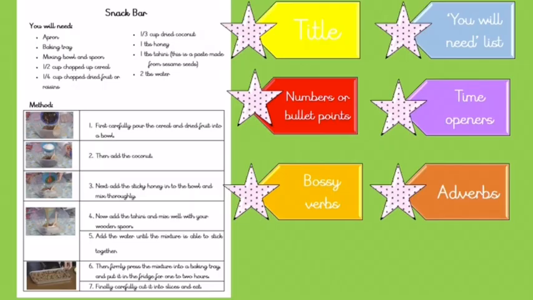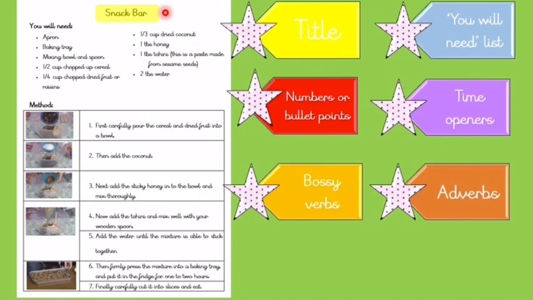So I have, of course, chosen the Tasty Snack Bar as my instructions that I'm going to look for the features in, just because I think this looks delicious and this is the one that I wanted to use. So I'm just going to go through each feature one at a time and I'm going to highlight them as I go. So first of all, I'm going to look for the title, and I can see that the title to my instructions, it's here at the top, Snack Bar. So this is the yellow box here, so I'm going to go for a yellow highlight to show the title.